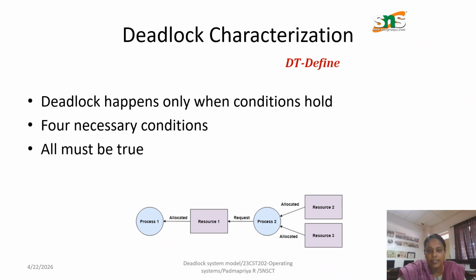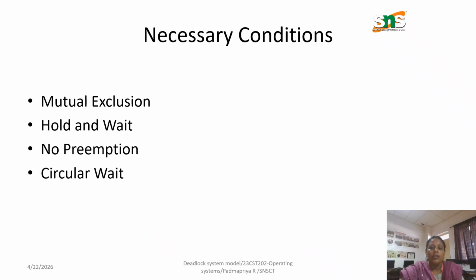So this is deadlock characterization, and here deadlock happens only when certain conditions hold. Four necessary conditions are there for deadlock characterization. All must be true for deadlock. Here, resource 1 is allocated to process 2 and is also requested by process 1, and resources 2 and 3 are allocated to process 2, but these resources are requested by process 1. So the necessary conditions are mutual exclusion, hold and wait, no preemption, and circular wait. These are all the necessary conditions for deadlock.